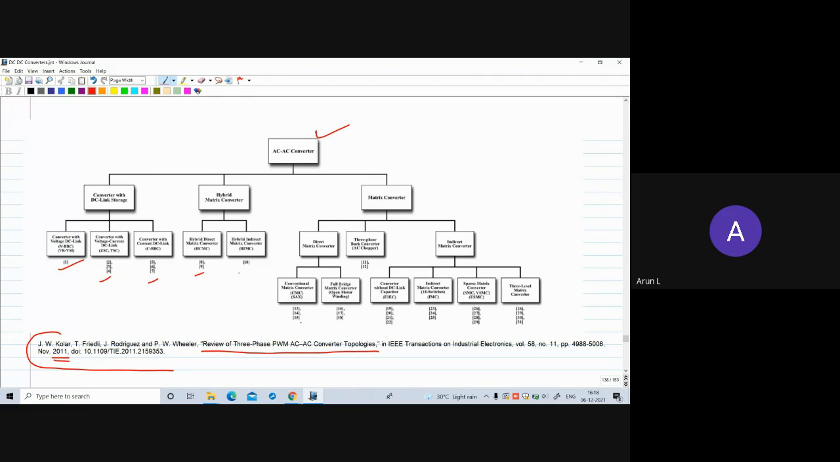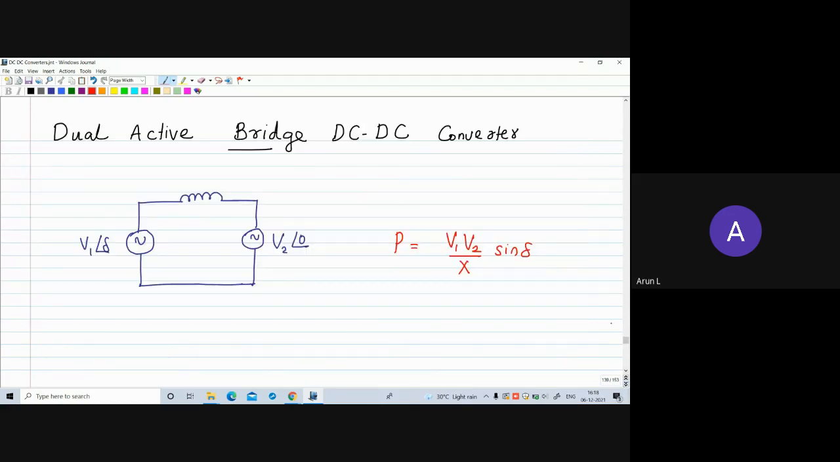Then you can go through all these references to understand different AC to AC converter topologies. It is written by Kolar and P. W. Wheeler, Review of three-phase PWM AC to AC converter topologies.